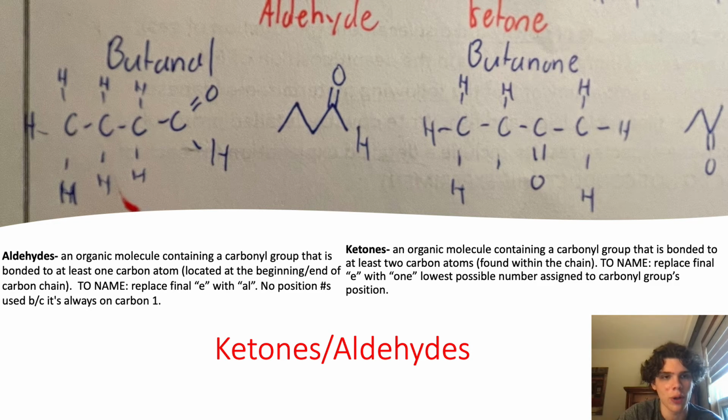Aldehydes are organic molecules containing a carbonyl group that is bonded to at least 1 carbon atom, so it's located at the beginning or the end of the chain. This means that you replace the final E with al, and no position is needed because it's always on the first carbon. So here we have butanal, which you see the carbon is double bonded to the O on the first carbon, so there's no need to name anything, and that's how you can tell it's an aldehyde.